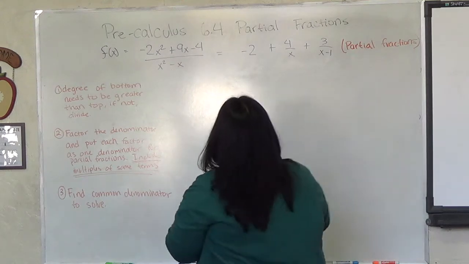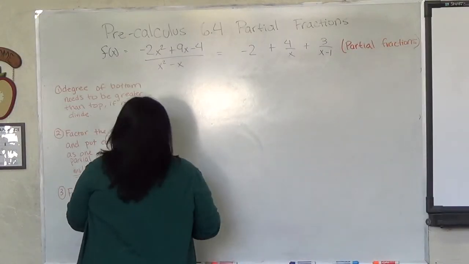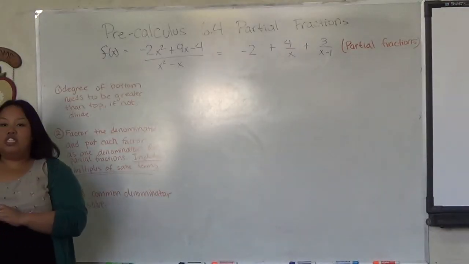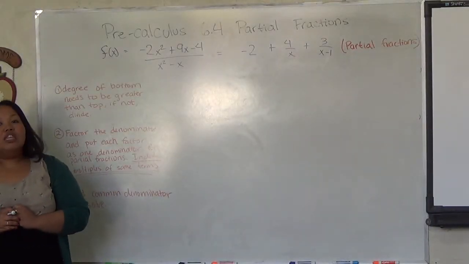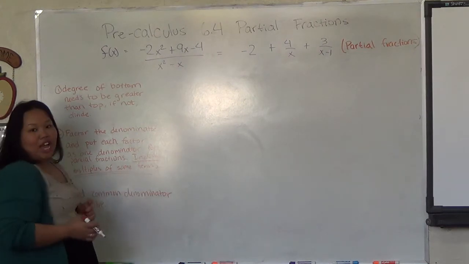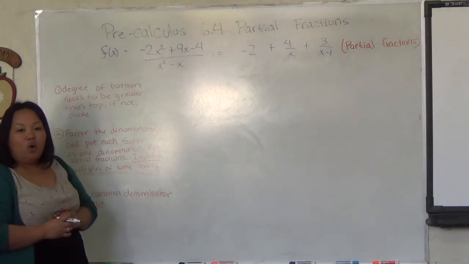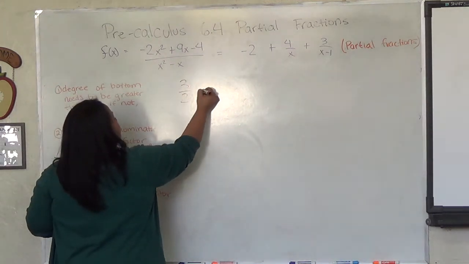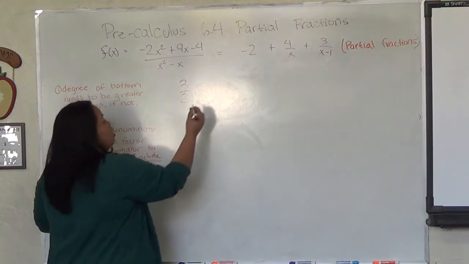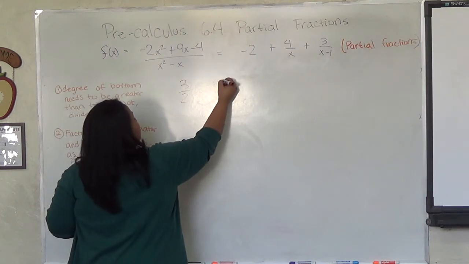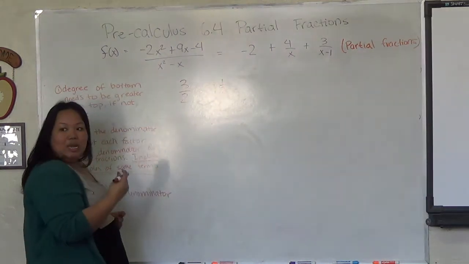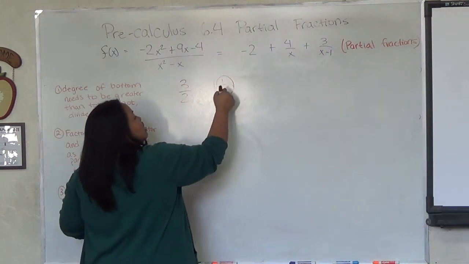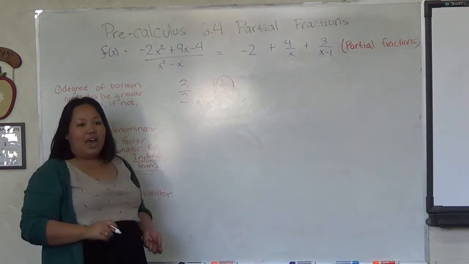So the first rule is the degree of the bottom needs to be greater than the degree of the top. If it's not, then that means I have an improper fraction and I have to take out the wholes. What I mean is if I have 3 over 2, that's the same thing as 1 and 1 half. Does that make sense? And so once I get rid of the 1, then I can decompose the half.